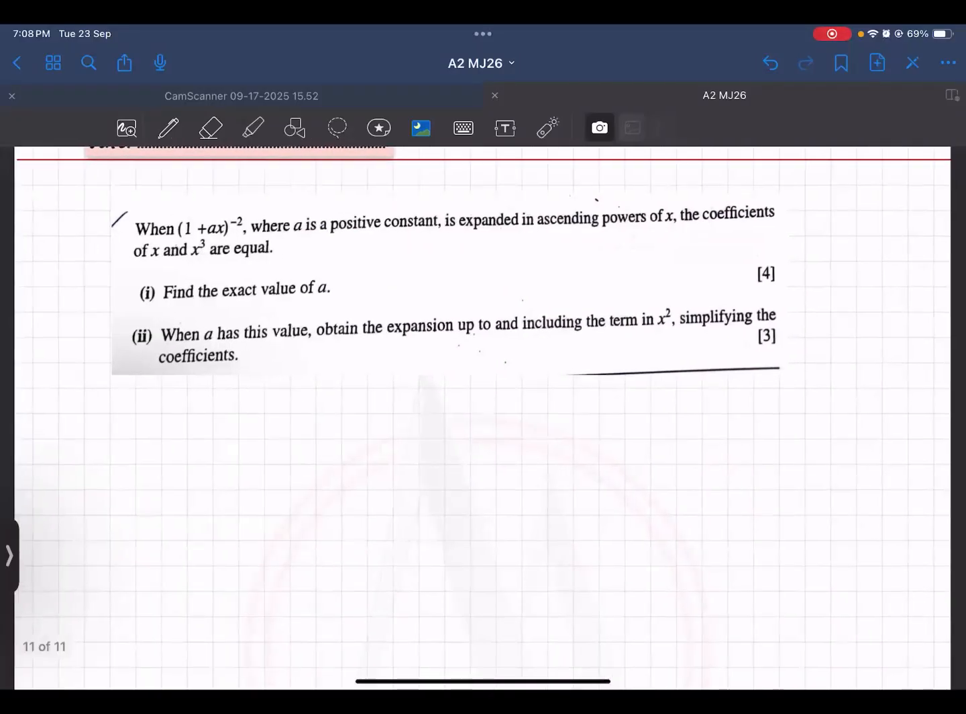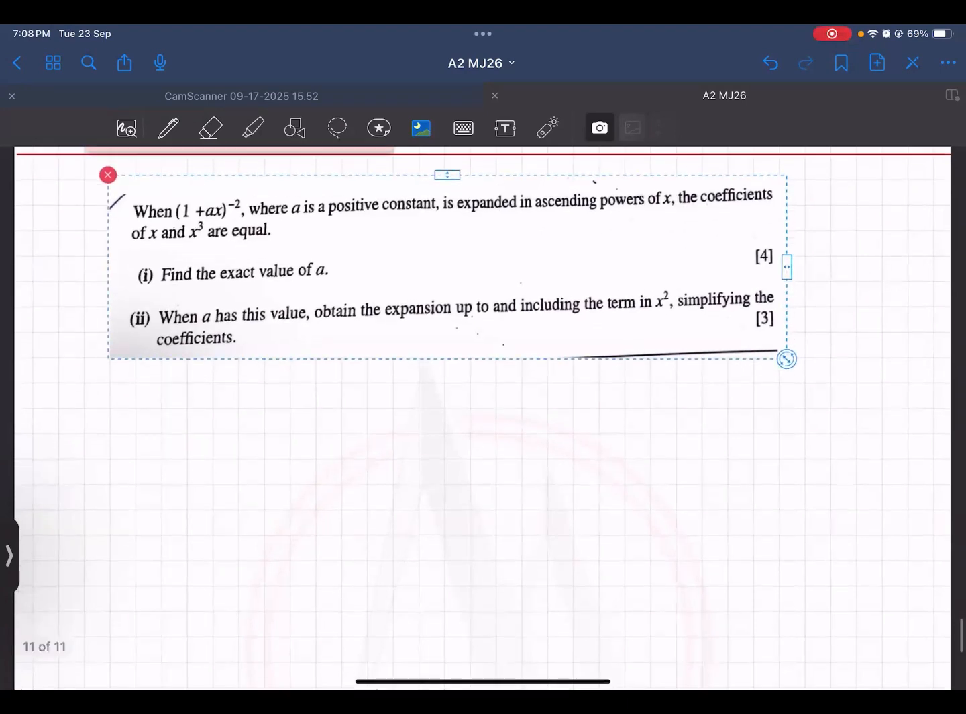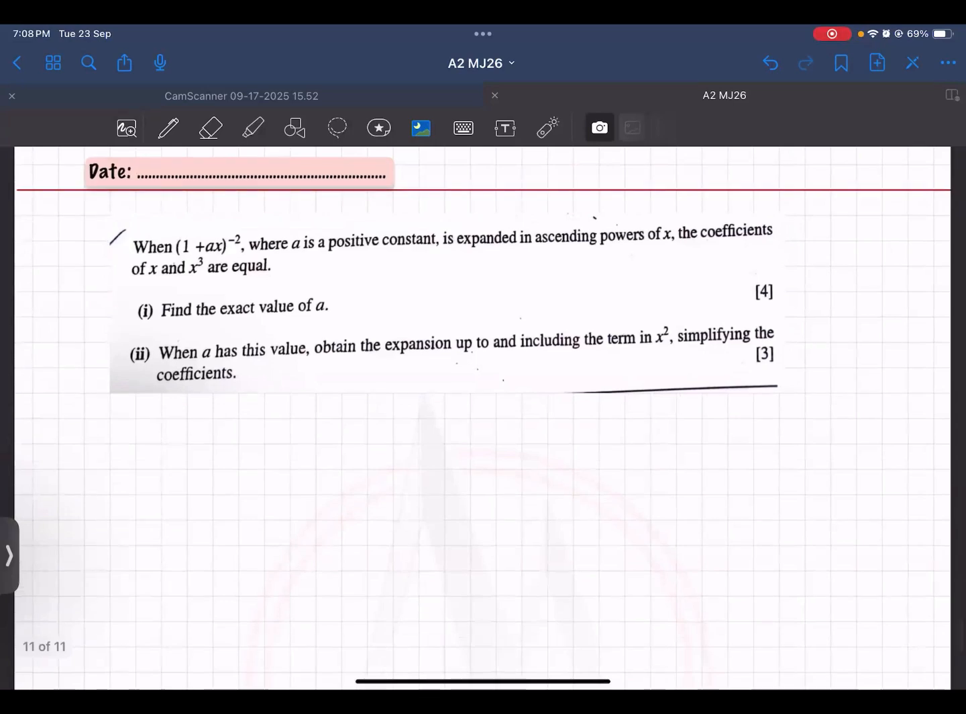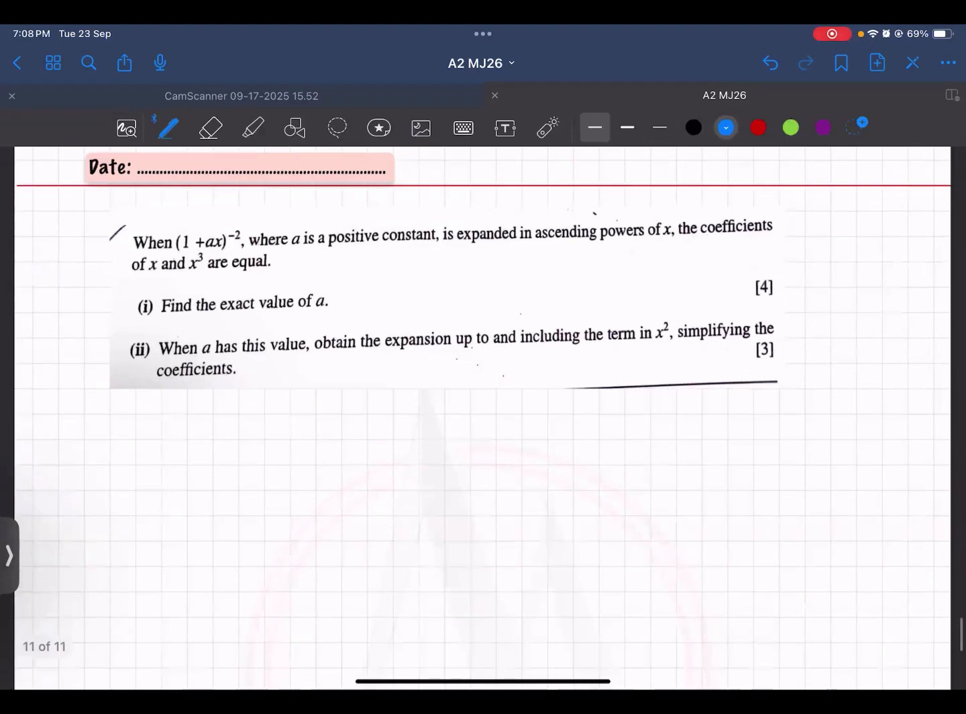Okay. So in the last class, we finished the topic of the binomial, and today we're going to do some past papers for the binomial expansion in A2. The question is: when (1 + ax) to the power minus 2, where a is a positive constant, is expanded in ascending powers of x, the coefficients of x and x cube are equal. Find the exact value of a.